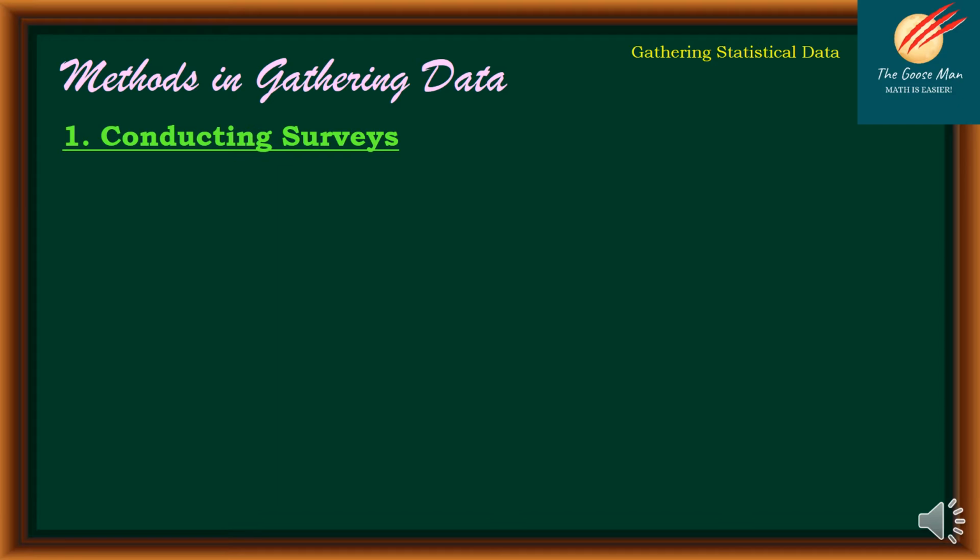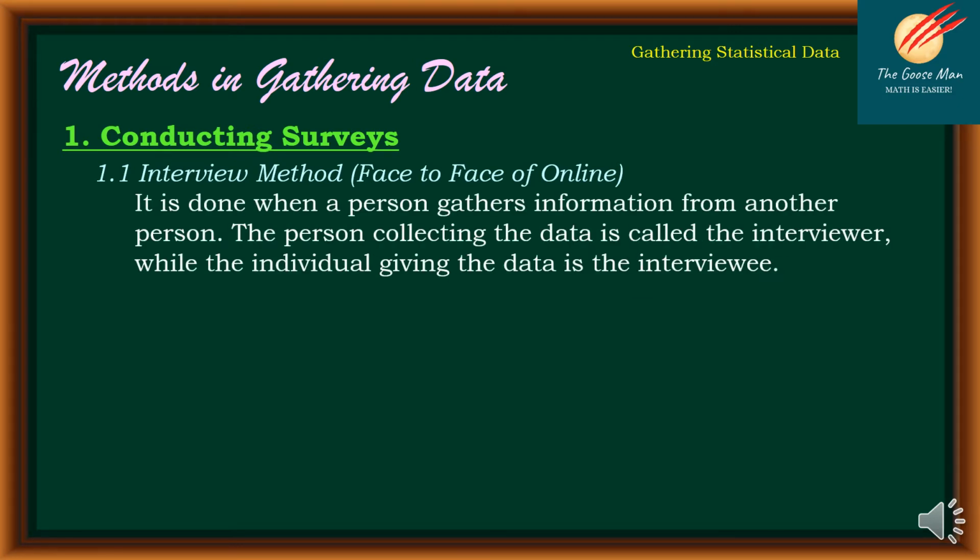So the first one is conducting surveys. There are two types of surveys. The first one is the interview method. We can use either face-to-face or online method. Again, it is done when a person gathers information from another person. So the person collecting the data is called the interviewer, while the individual giving the data is the interviewee.